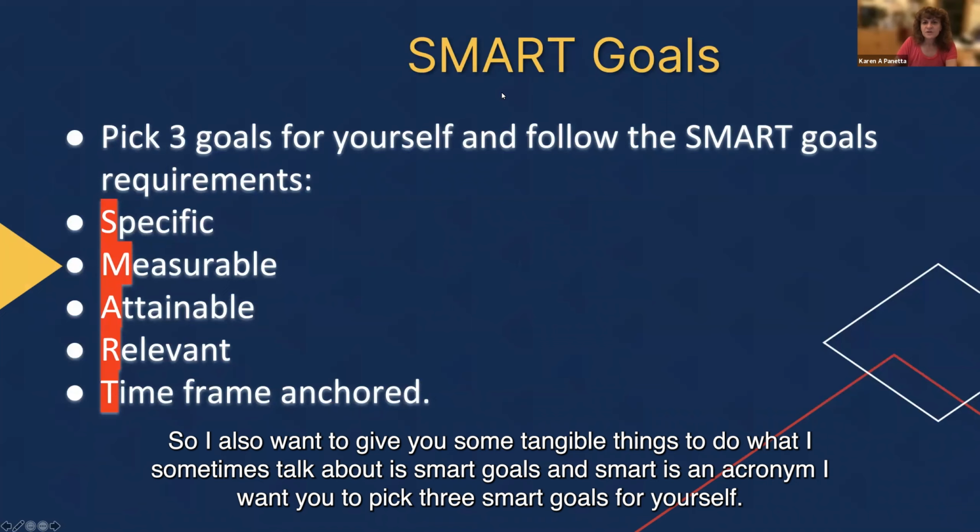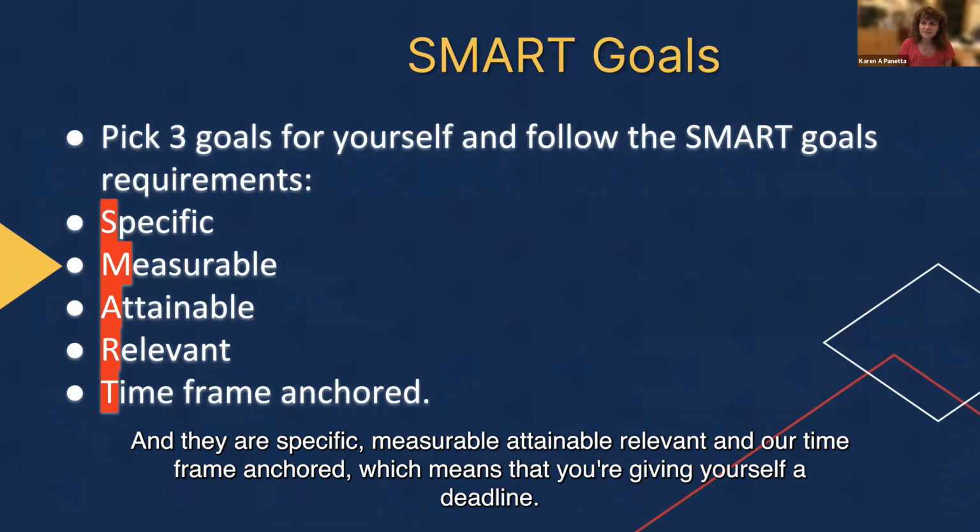So I also want to give you some tangible things to do. And what I sometimes talk about is SMART goals. SMART is an acronym. I want you to pick 3 SMART goals for yourself. And they are specific, measurable, attainable, relevant, and time frame anchored, which means that you're giving yourself a deadline.